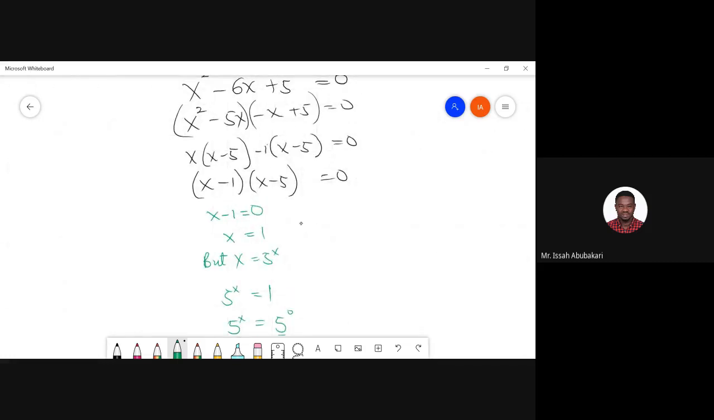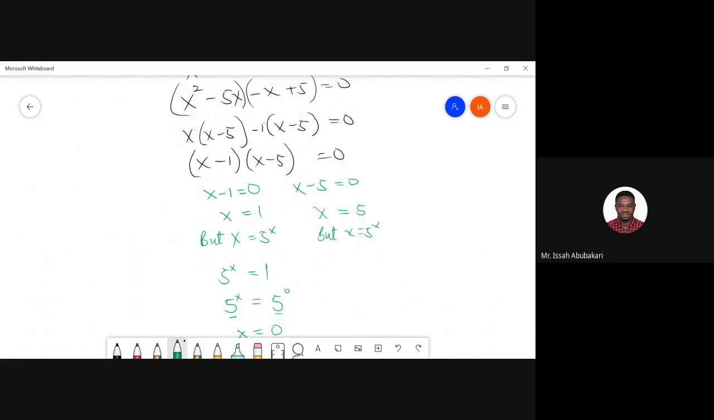Now let's look at the other side. The other side is x minus 5 is equal to 0. And then we find x. x is equal to positive 5. But we know our x to be equal to 5^x. So what we are going to do is 5^x is equal to 5.